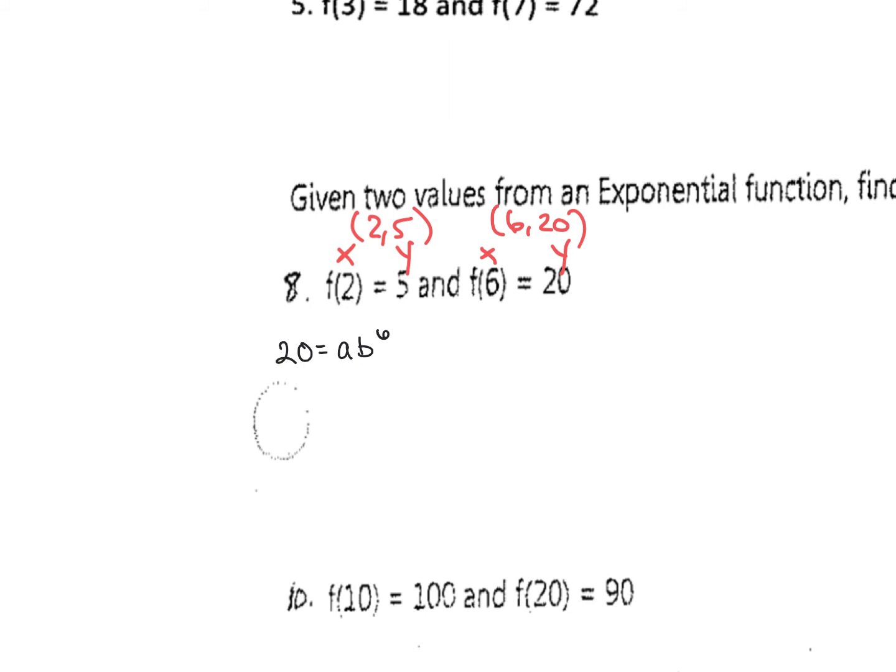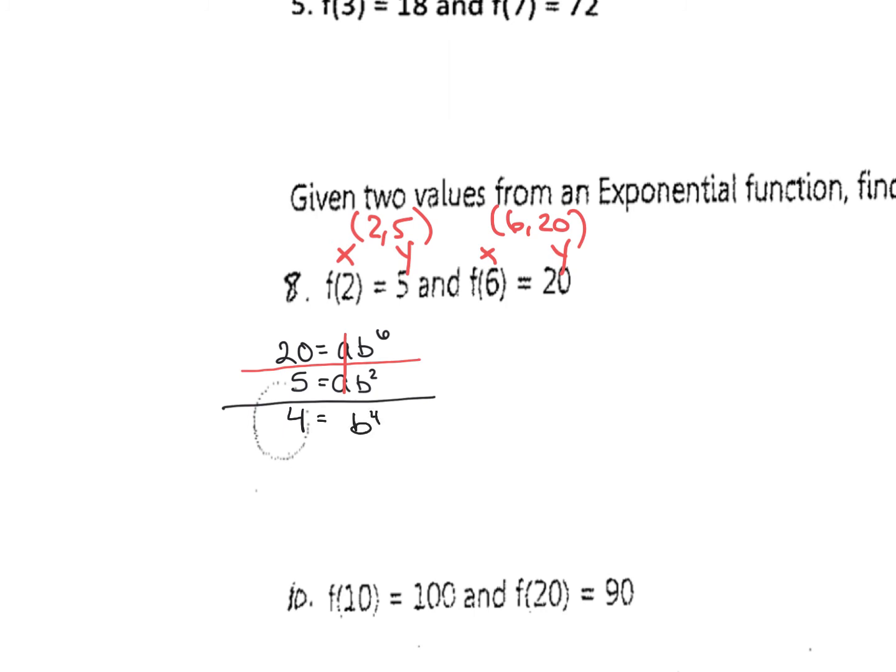And underneath that, we'll have 5 is equal to a times b squared. So we're going to divide this whole equation and see what we get. 20 divided by 5 is going to give us 4, then equal to a divided by a, anything divided by itself is 1, so that's going to go away. And then we have b to the 6 divided by b squared. So when I subtract those exponents, b to the 6 minus 2, we get b to the 4th.